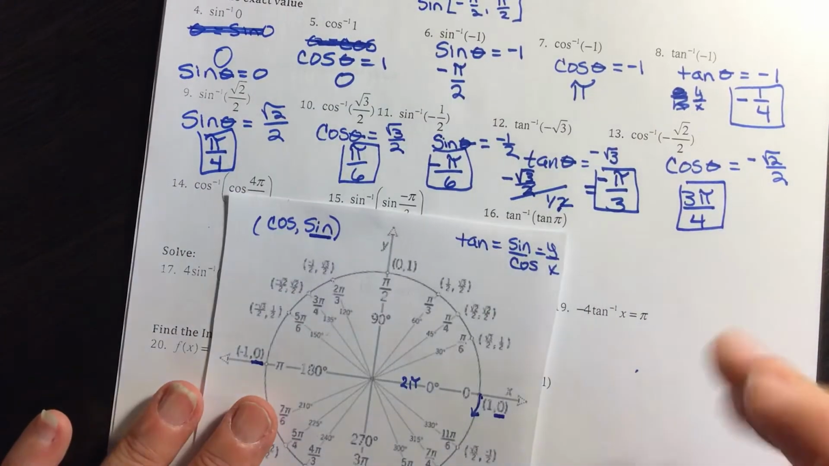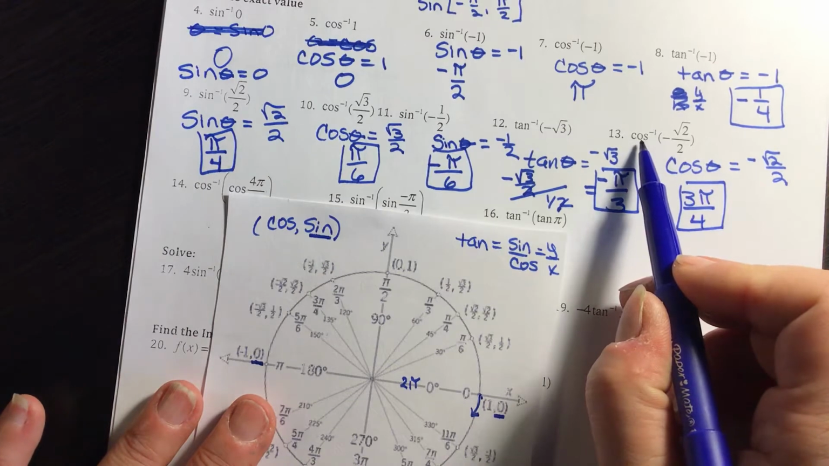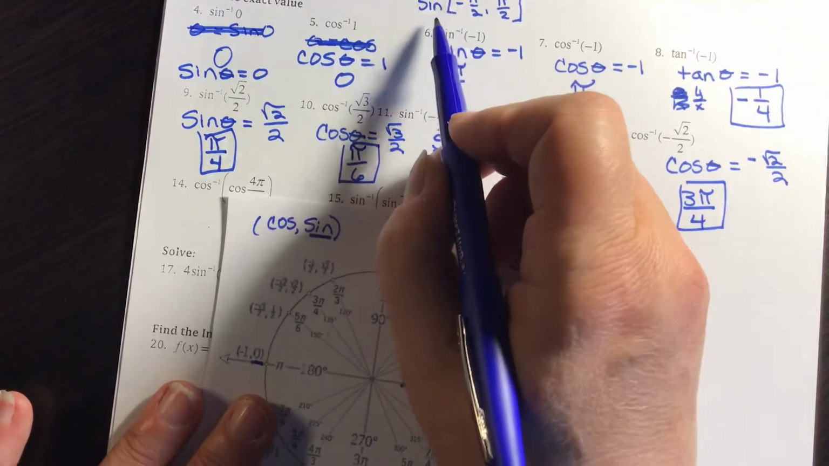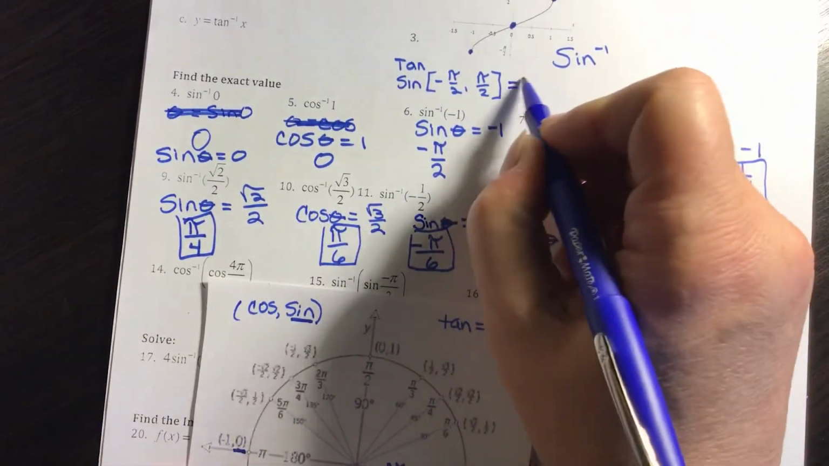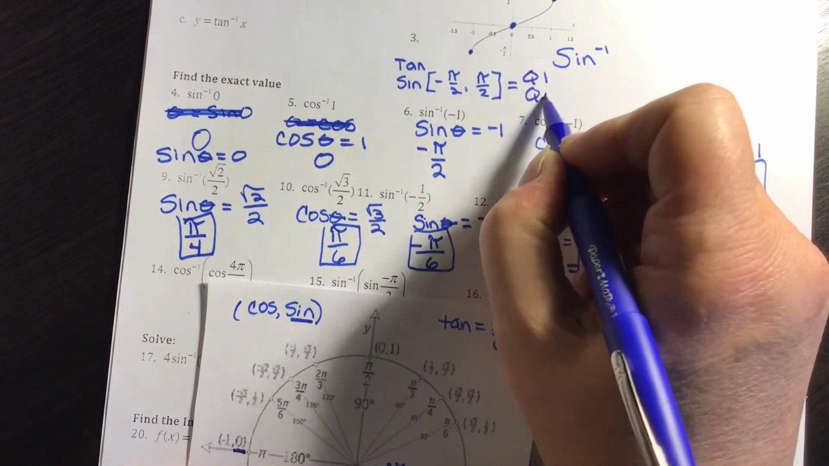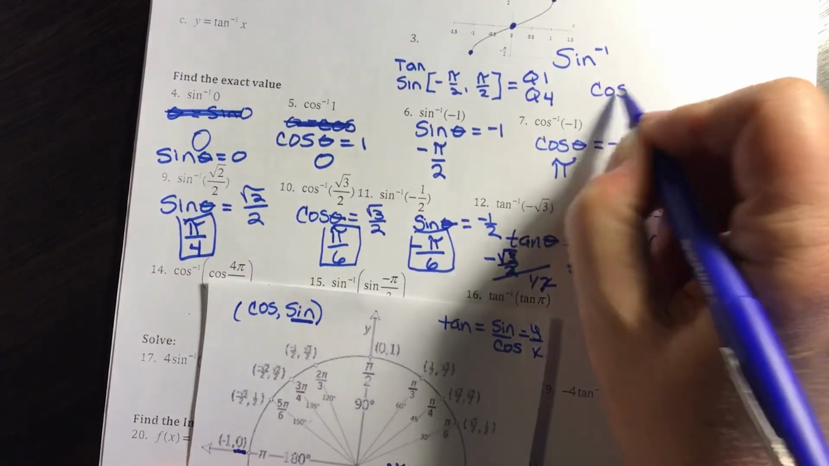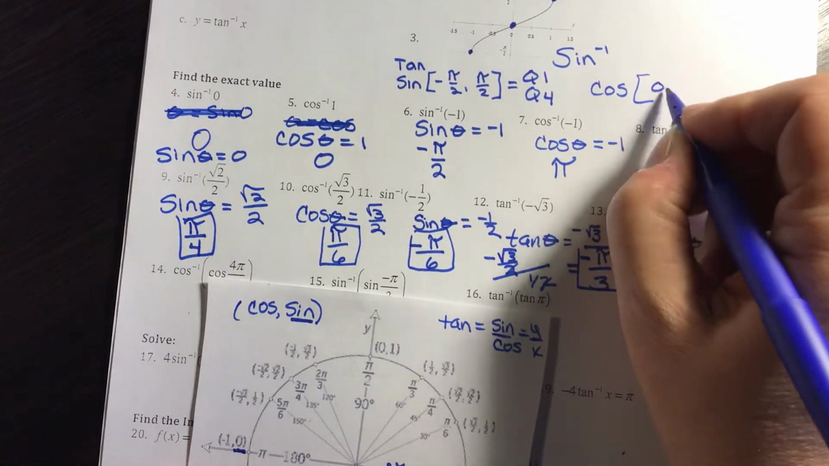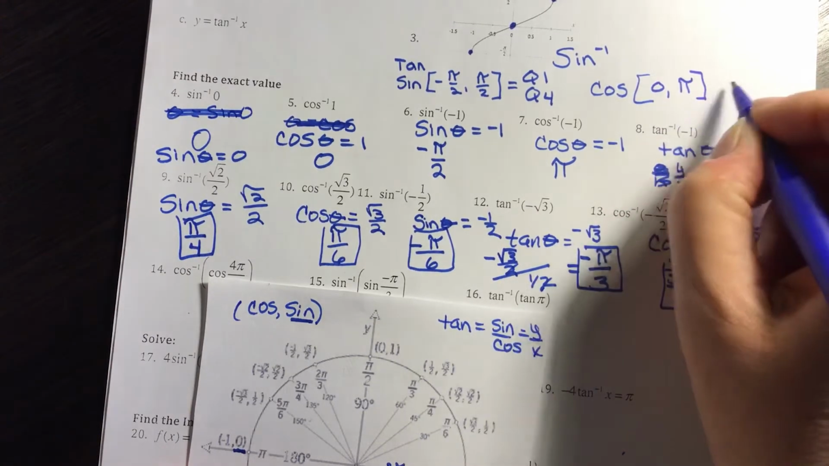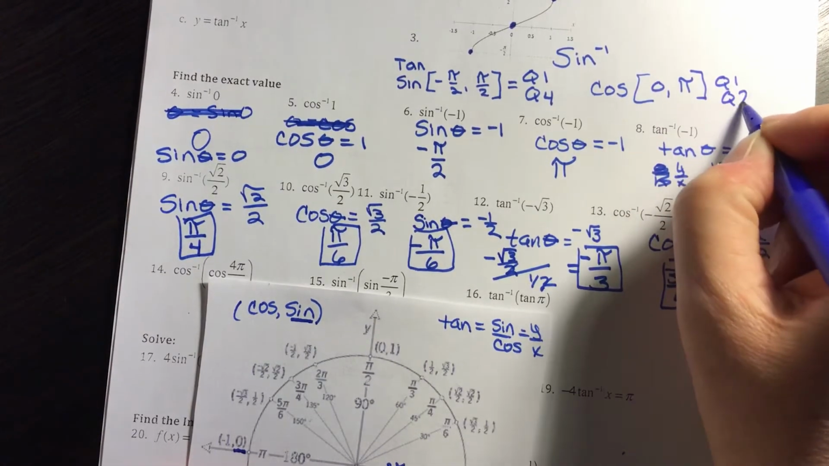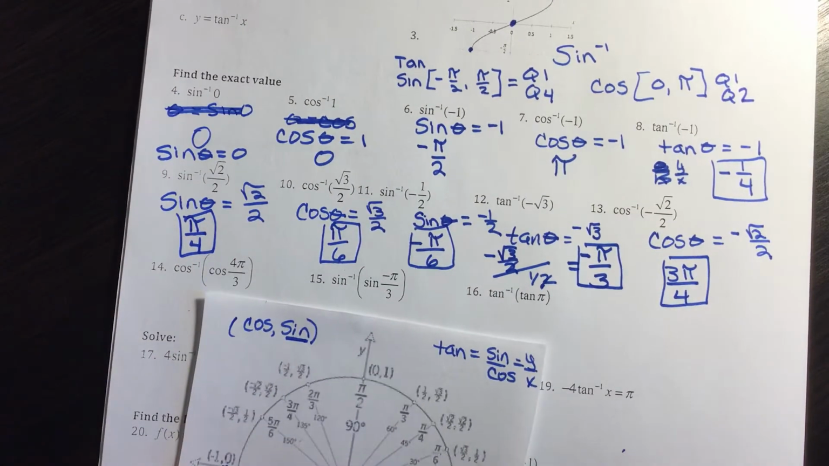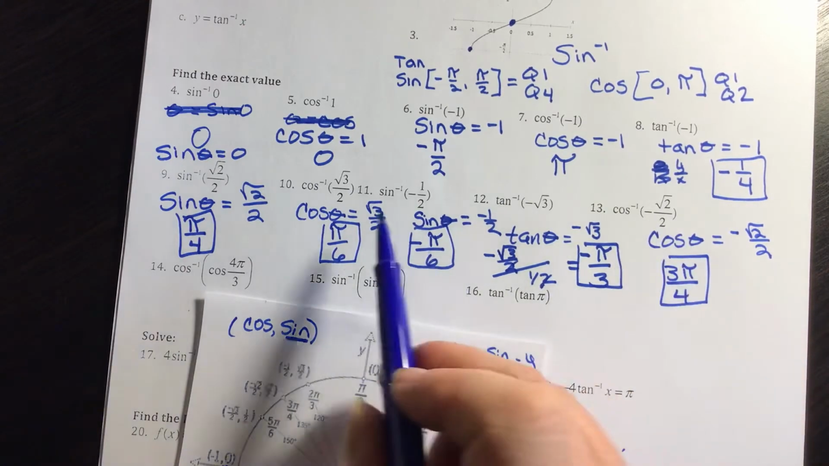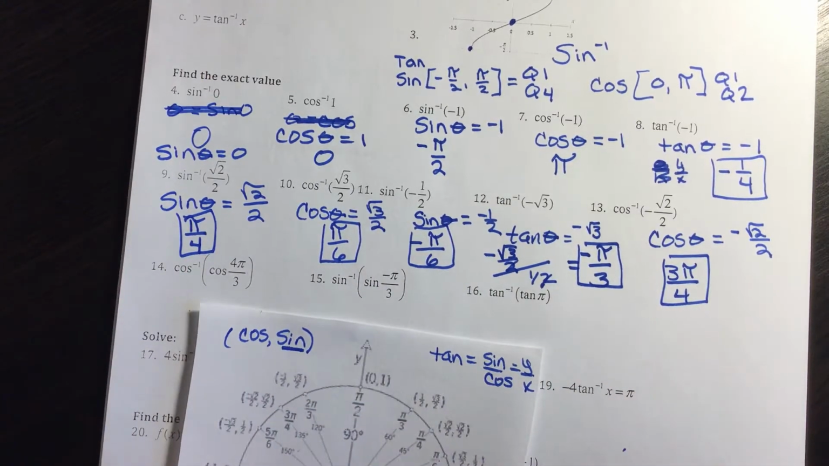Okay, so basically we're looking at the trig function, determining what quadrant it should be in. If it's tangent or sine, this should be in quadrants 1 or 4. If it's cosine, that domain has to be between 0 and pi, which would be in quadrants 1 and 2. All right, so then we find the angle that has this coordinate for the trig function we're looking at, and that would be your angle.